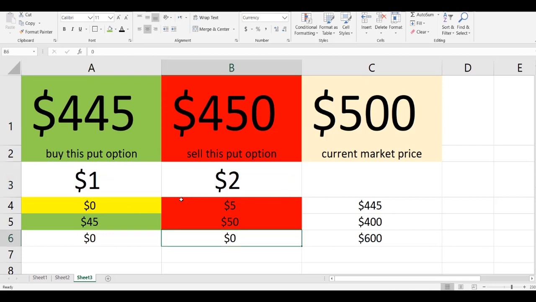Now in practice, you don't have to wait till expiration to get out of the trade. You can get out of the trade earlier.